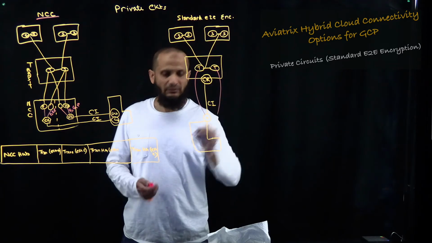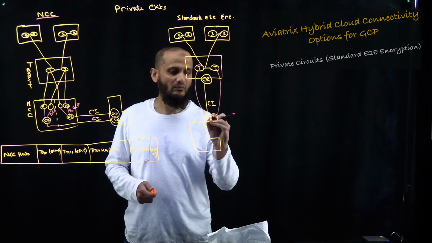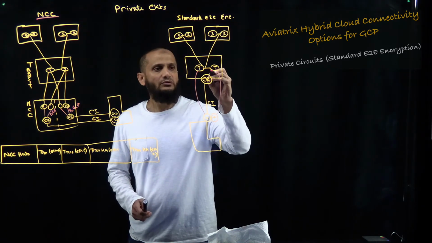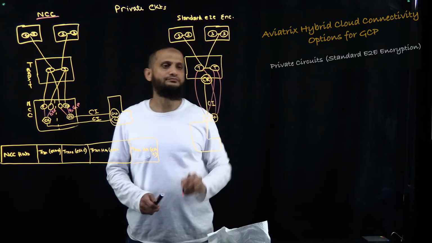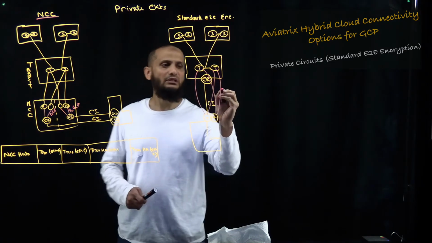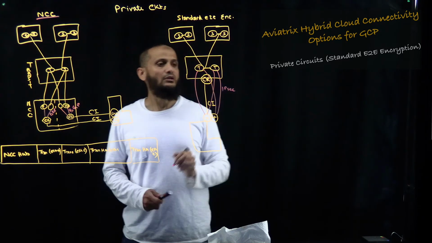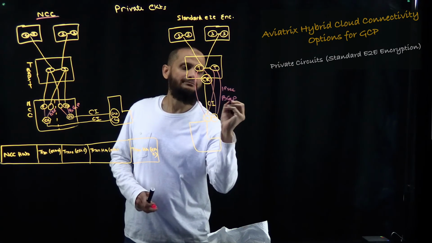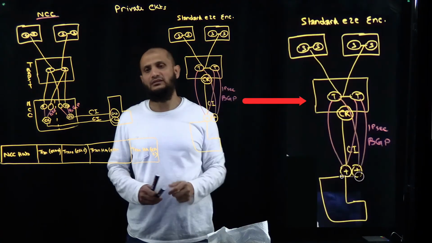And now I'm going to draw another one over here too. And then you are going to build the redundant tunnels over here too. So these are going to be the IPsec tunnels, and BGP is running over here. You can send all your routes to the transit gateway.